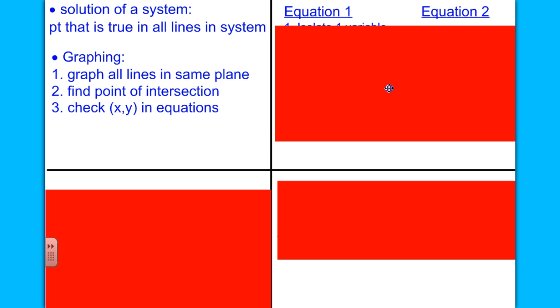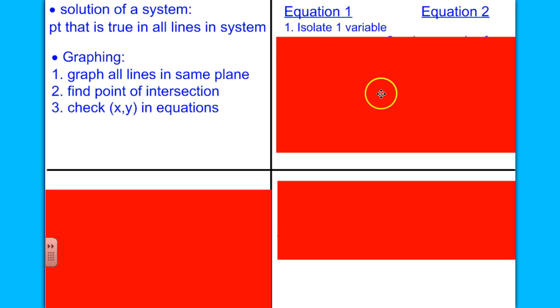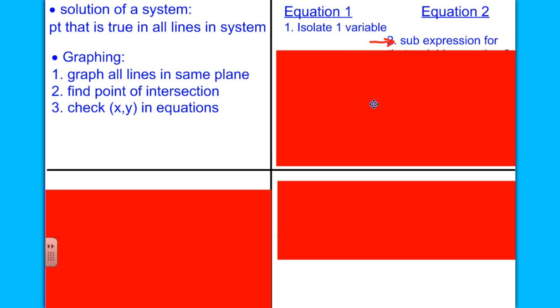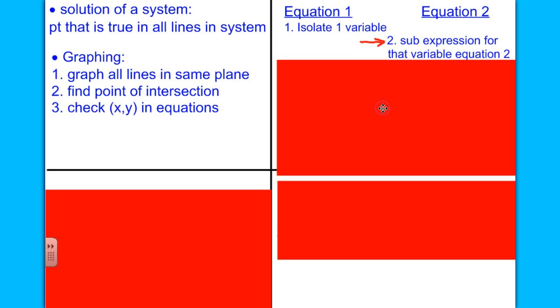Because we said, when you have 2 equations, in the first equation, you just isolate one variable, right? Once you've done that, what do you do? You have something like y equals x plus 2. What do you now do, Ryan? You plug in the x plus 2 into where the y is of the second equation, right? That's our first substitution. So we substitute that expression for that variable into equation 2.